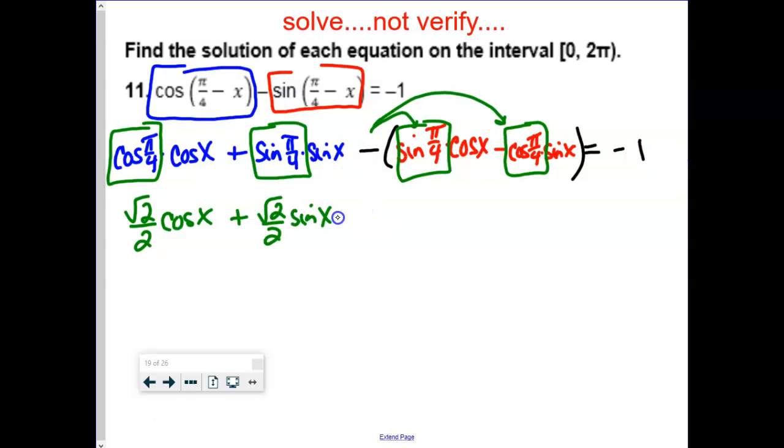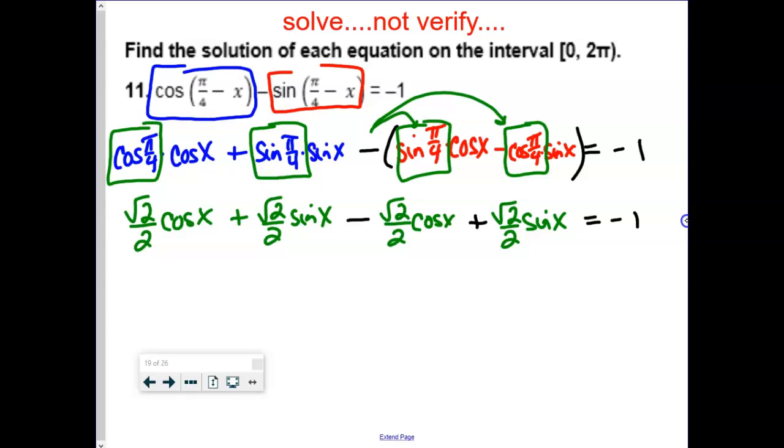Now watch your negatives here, guys. This next term is a subtraction. And then you got the sine at pi over 4, again is square root of 2 over 2 times the cosine of x. What about this next term? Negative, negative. That is a positive. Square root of 2 over 2 times sine x. And don't forget, this is an equation. It says equals -1.